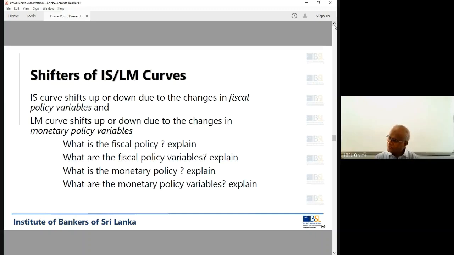Government can increase expenditure or decrease expenditure. That is one policy variable. Government can increase taxes, tax rates, the marginal tax rate or average tax rate, or decrease tax rates. In addition to that, government can use other measures, and direct intervention can be taken as fiscal policy.